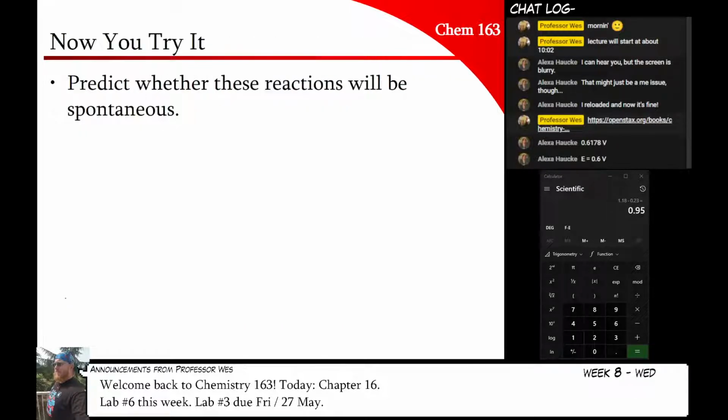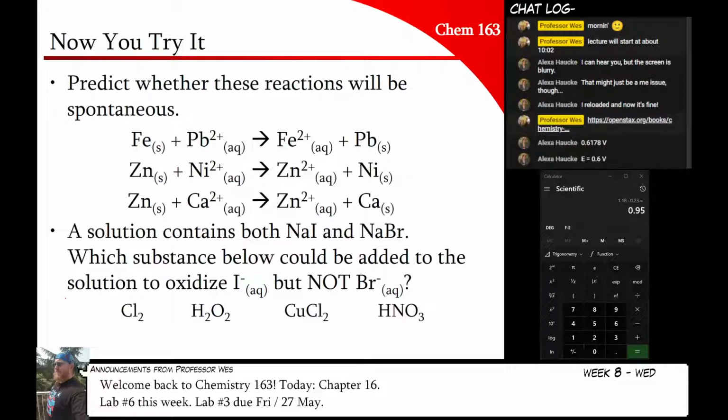All right. So I have some more reactions here. For the first three, I want you to tell me, will the reaction as written be spontaneous or not spontaneous? So I'm going to number these: 1, 2, 3. And again, it's as written, so don't accidentally flip it when you're writing it down.